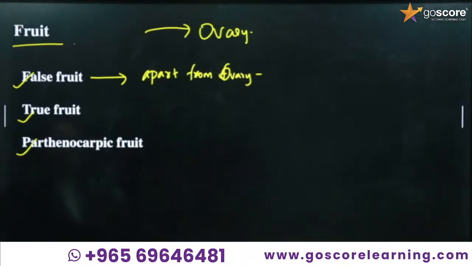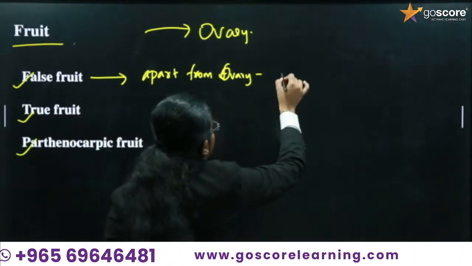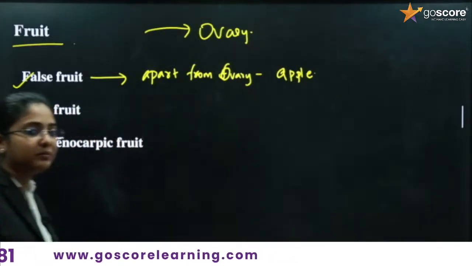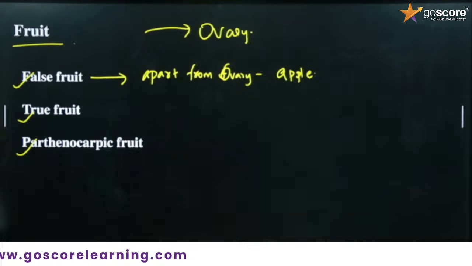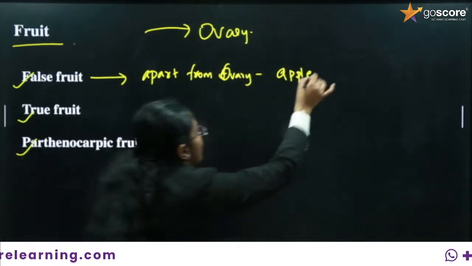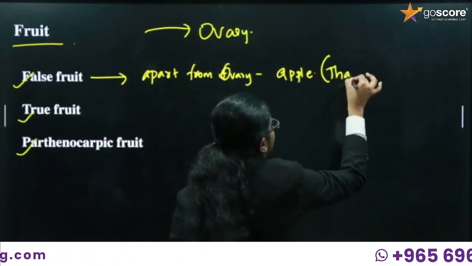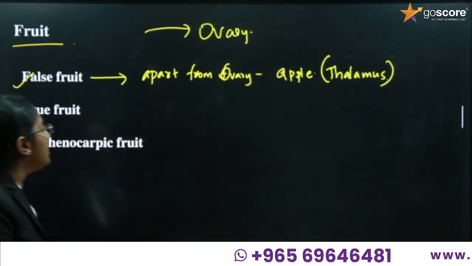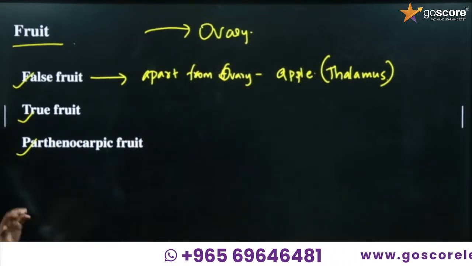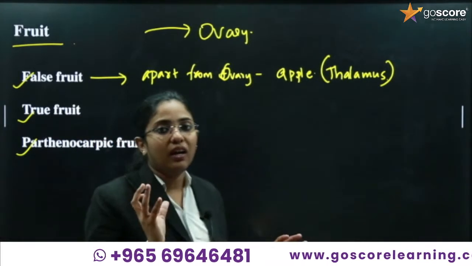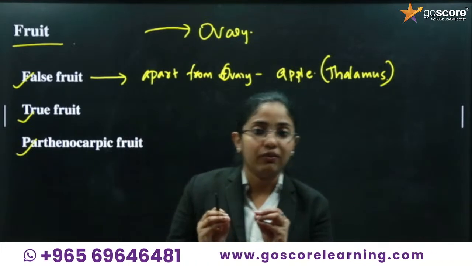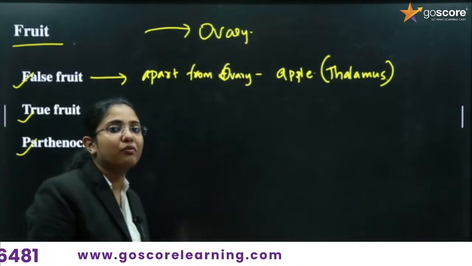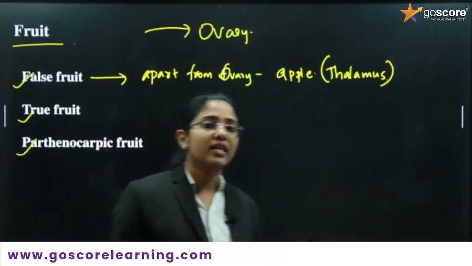So what is the example for false fruit here? We can say apple is an example. How is apple formed? It is formed from thalamus. So that is about false fruit. Simply, if the fruit is formed from something other than the ovary, like thalamus or other parts of the flower, we can call it a false fruit.